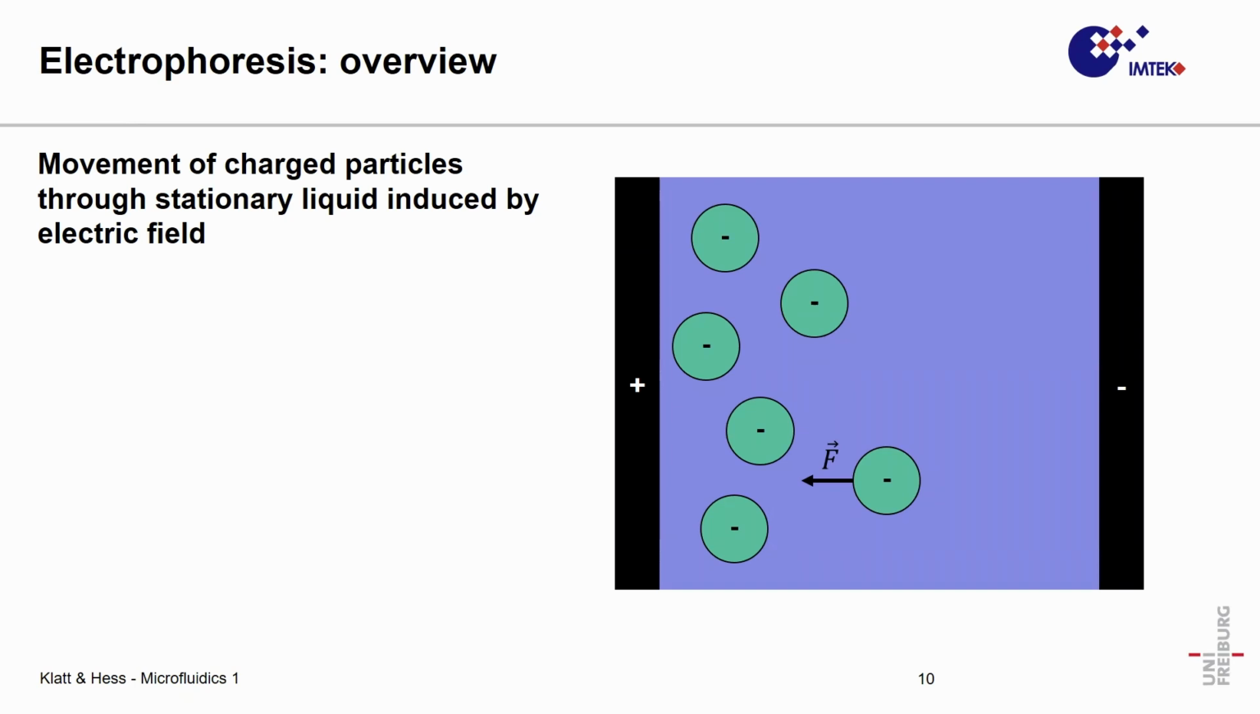But now let's start with electrokinetics. And to do so, we will start with electrophoresis, which is obviously the easiest electrokinetic effect. Electrophoresis describes the movement of charged particles through a stationary liquid induced by an electric field. And that's what's depicted on the right-hand side. So you have negatively charged particles that are attracted by a positively charged electrode.